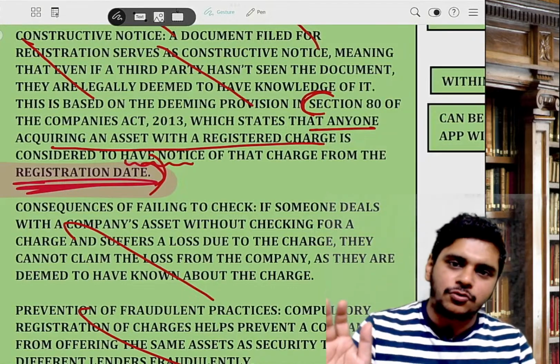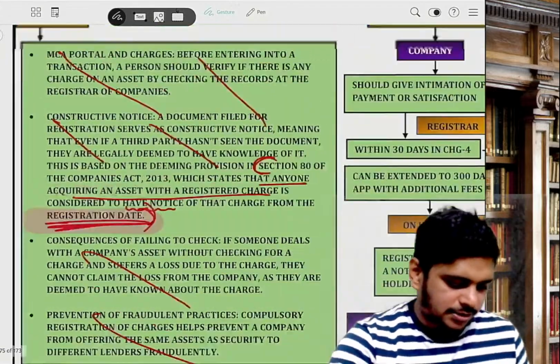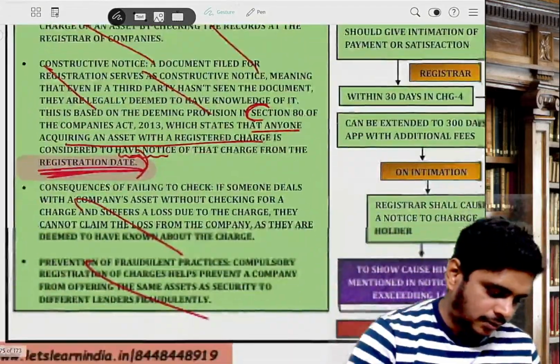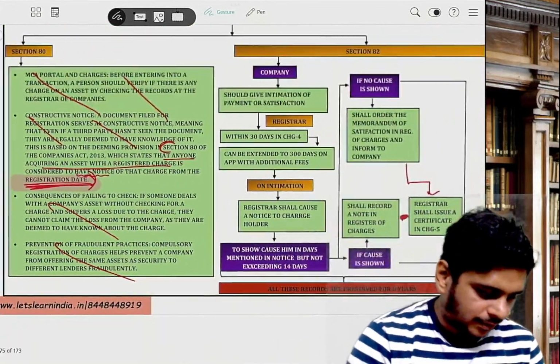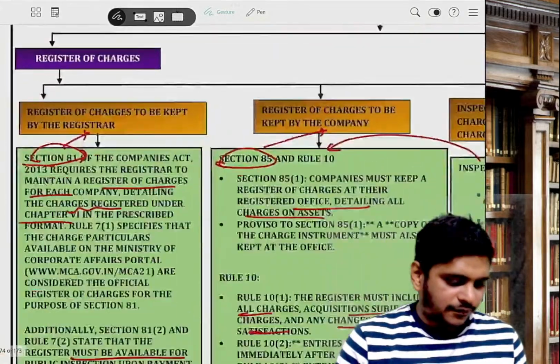Section 80 is over. This much only. From the date of registration. Section number 80. 81. Everybody's favorite answer?